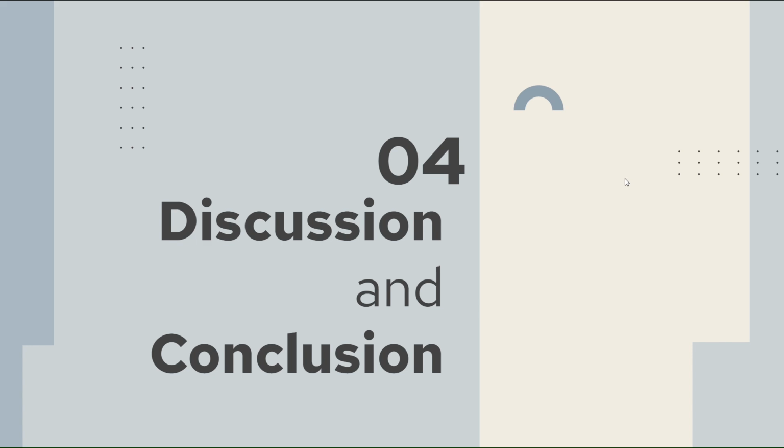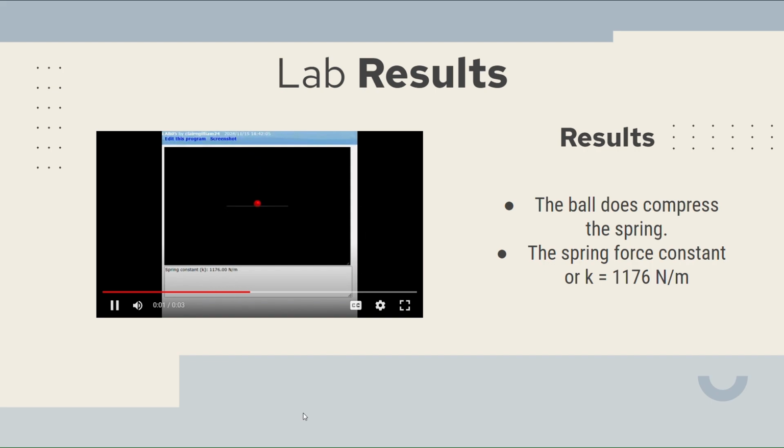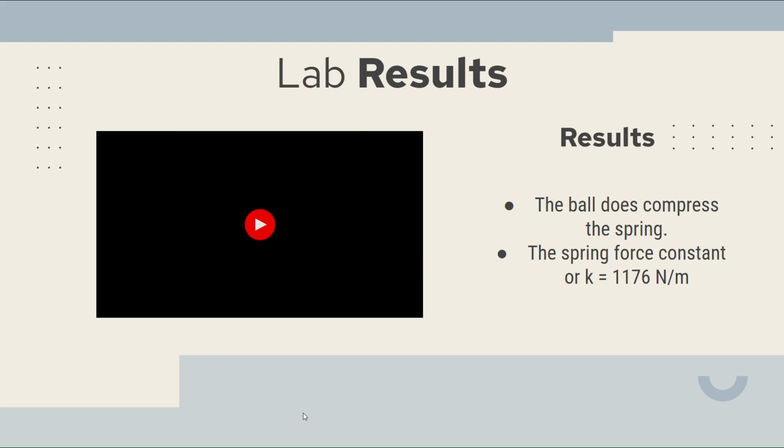Finally, we have our discussion and conclusion. So our model looked like this. In here, we see the ball falls, and the ball does compress the spring, and we also find that the model gives us the spring force constant at 1,176 newtons per meter.